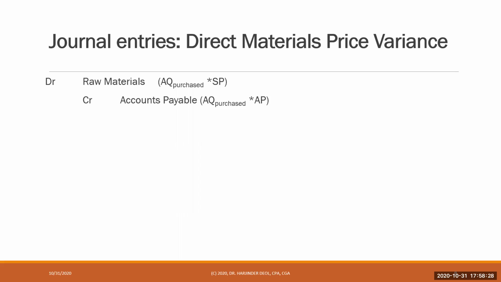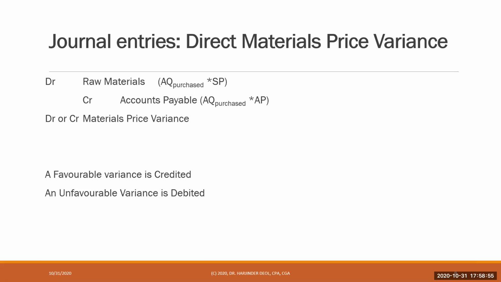You will credit accounts payable at the actual quantity purchased times the actual price, and the material price variance, the difference, could be a debit or a credit depending on how the actual price and the standard price behave. All right. So if we have a favorable price variance, then the difference will be a credit. If we have an unfavorable variance, the difference would be a debit.